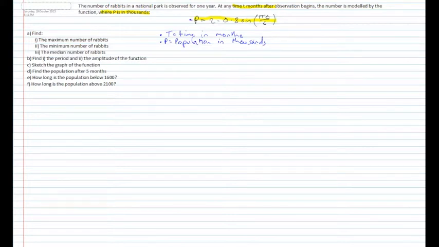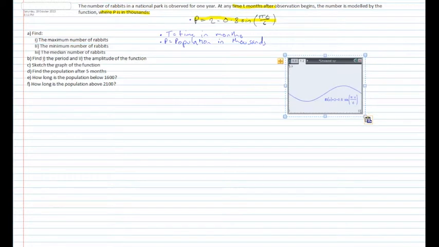Now what I also recommend that you do when you're dealing with a problem that has a formula or an equation or a function, is that you just sketch a graph on your CAS calculator just so that you know what roughly it's going to look like. And that can assist you out with doing some of the questions. Alright, so just move this one here.